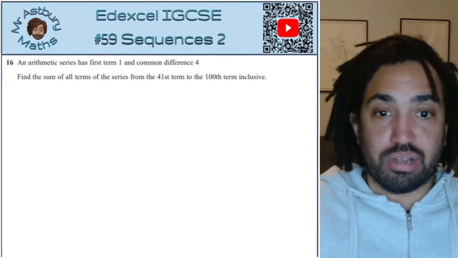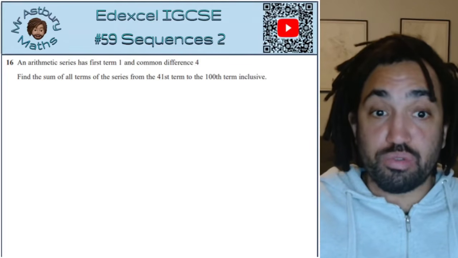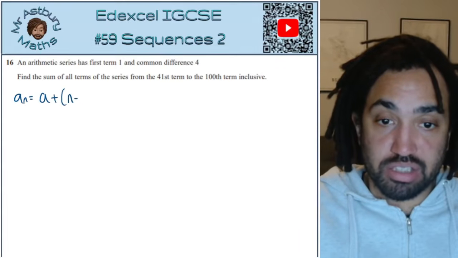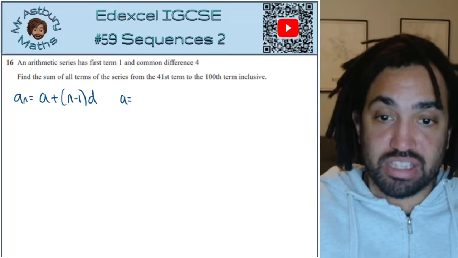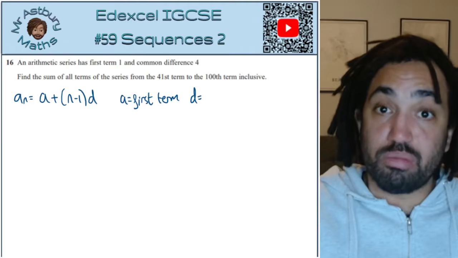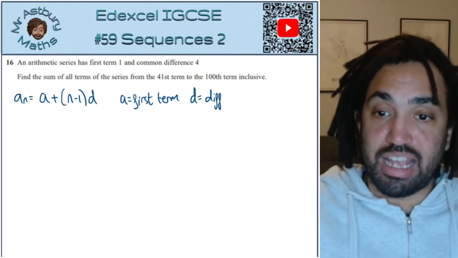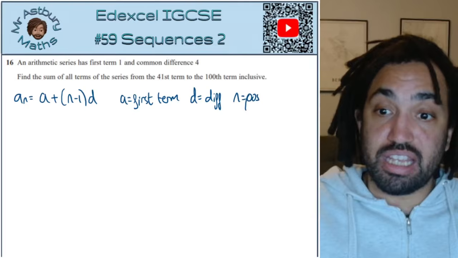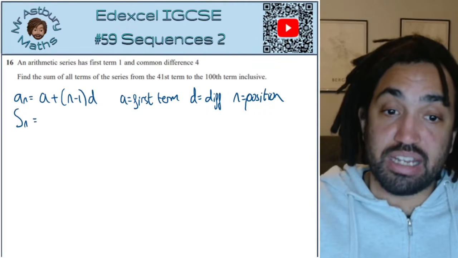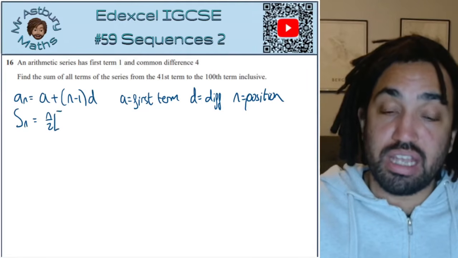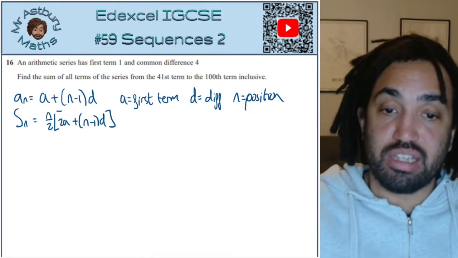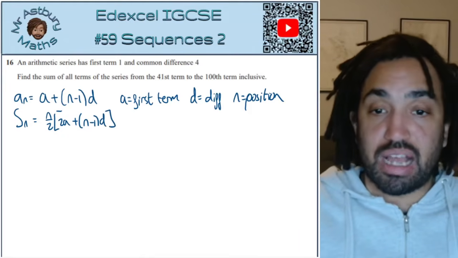This is Series 2 and we are getting into it with the two formulas that you need to know. The first one is for the nth term and it looks like this, where A is the first term and D is the common difference and N is the position in the sequence. And we also need to know the sum series, so Sn, and this one is given in your formula booklet, n over 2, 2a plus n minus 1 d. So those are the ones you've got to know, and let's use them.